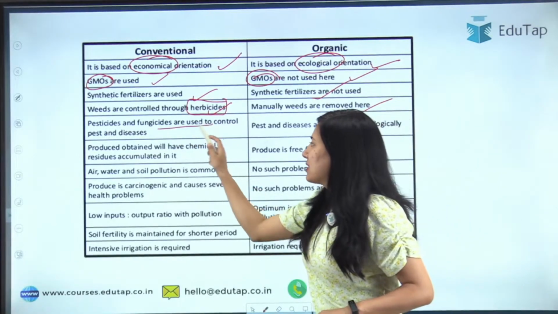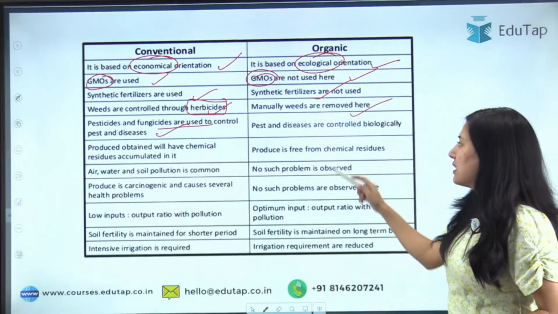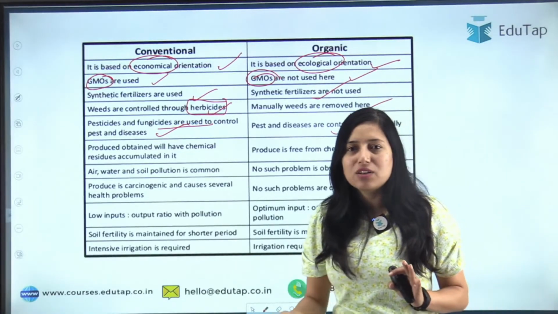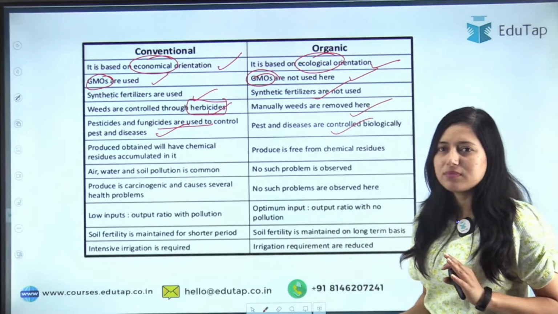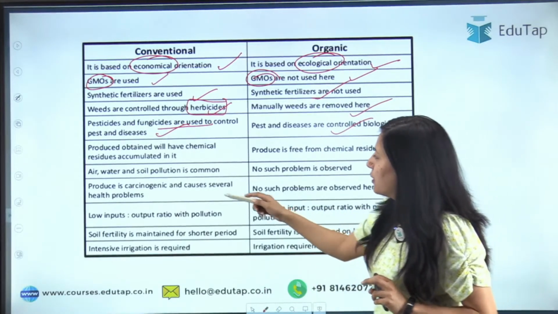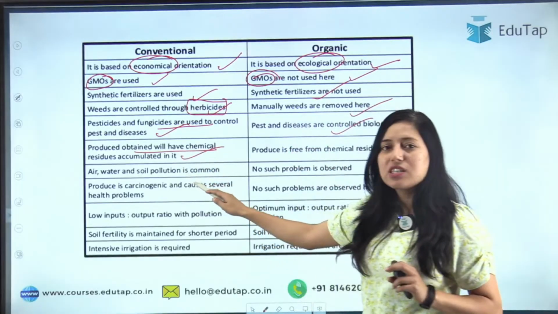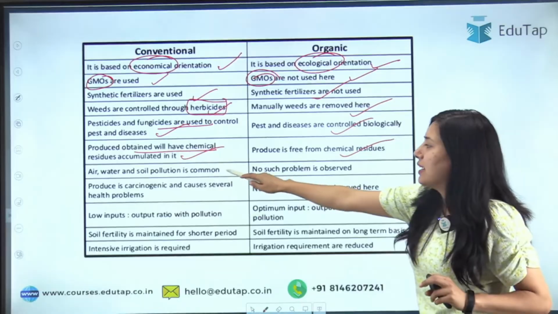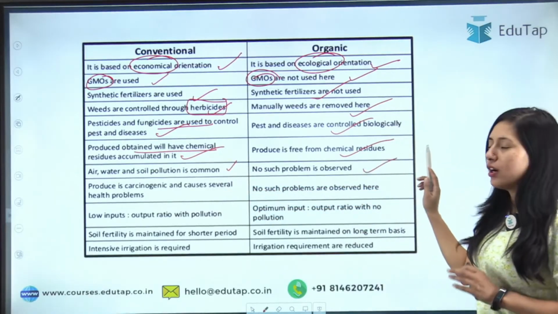Then pesticides and fungicides are used to control pests and disease. In organic farming we cannot use any pesticide; rather, we can go for biofertilizer or biopesticide. Then the produce obtained will have chemical residue. I have already told you that organic produce will not have that residue. Then there is pollution. Here we do not have such a problem.